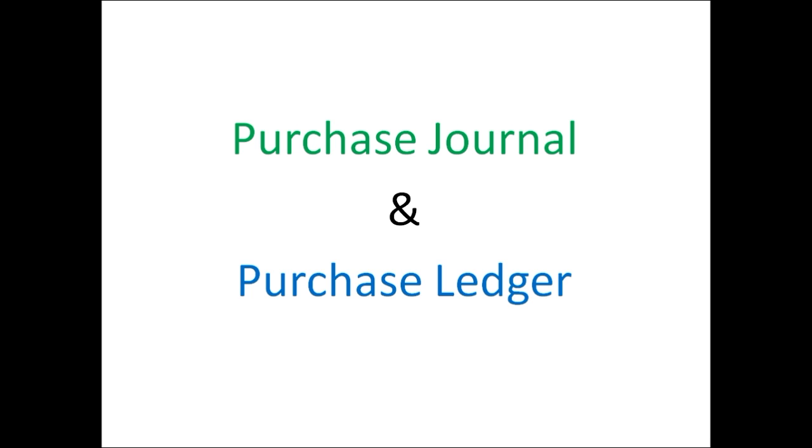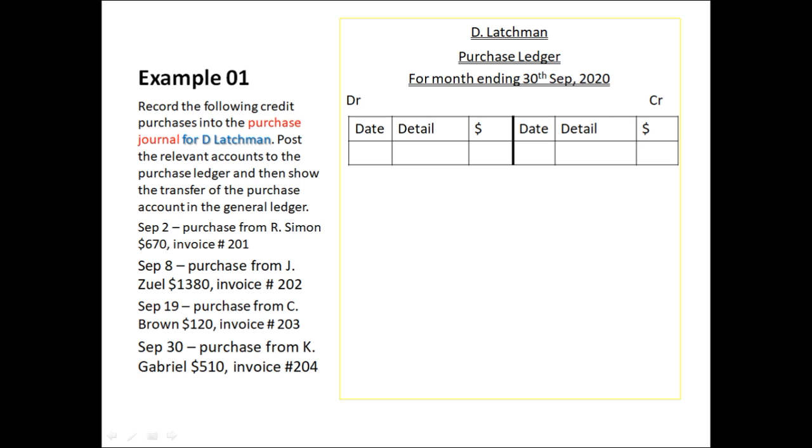So before we prepare the purchase ledger, we need to place our heading. We need to know whose purchase ledger we are preparing, and we are preparing the purchase ledger for D. Latchman for the month ending the 30th of September 2020. So then we draw up a formal purchase ledger, or basically the T account.